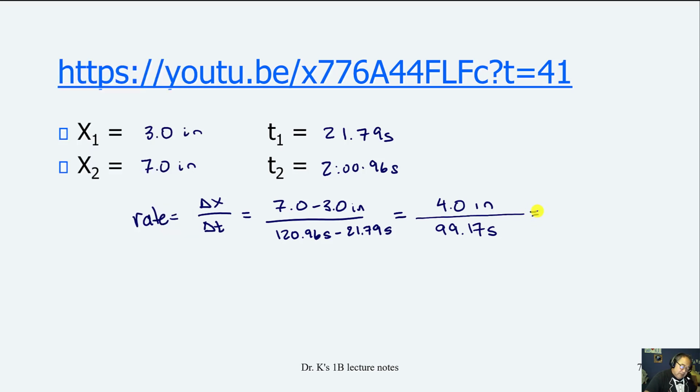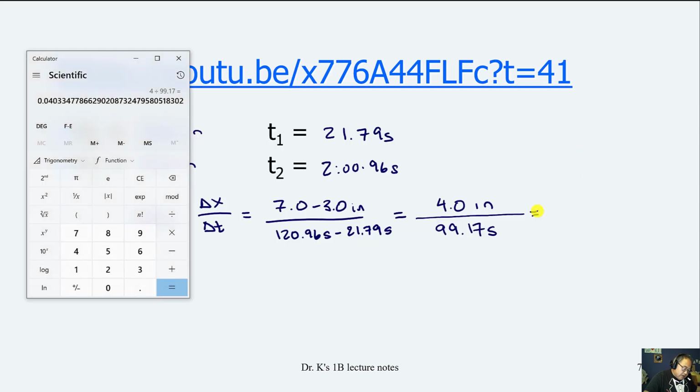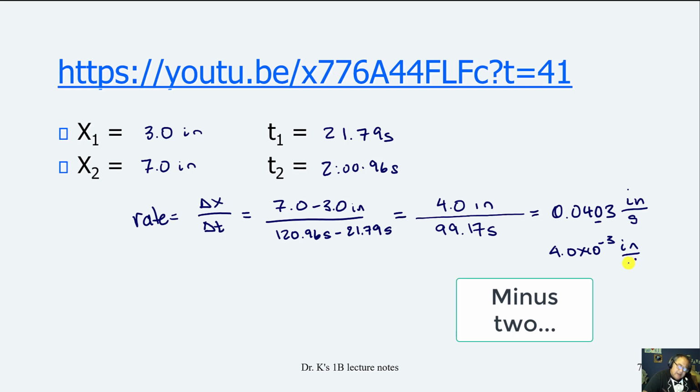So that's going to be 0.0403, and the units are inches per second. And then, the whole sig fig thing: there are only 2 sig figs there, so I'm going to call this 4.0 times 10 to the minus 3 inches per second. It's not really fast, right?